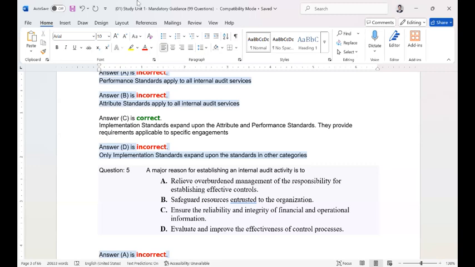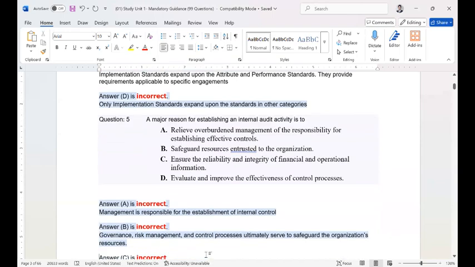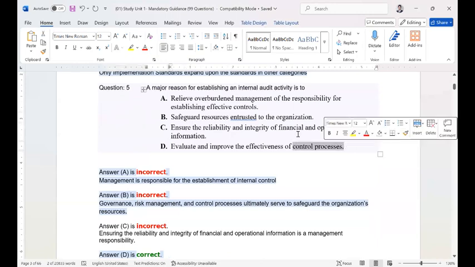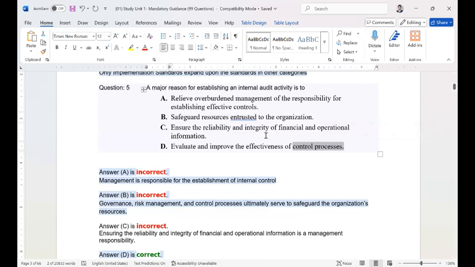Easy questions you must answer very, very quickly. B and D. So let's see now. What is the answer? It's D. Evaluate and improve the effectiveness of not only control processes, risk management processes, and governance processes also. So these are also correct. Ensure the reliability, but that is, of course, a management responsibility. We can't ensure. We only evaluate. Ensuring that is a management function.